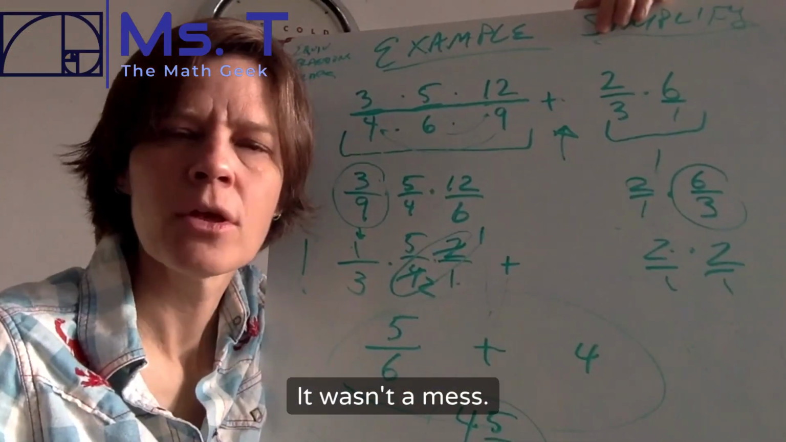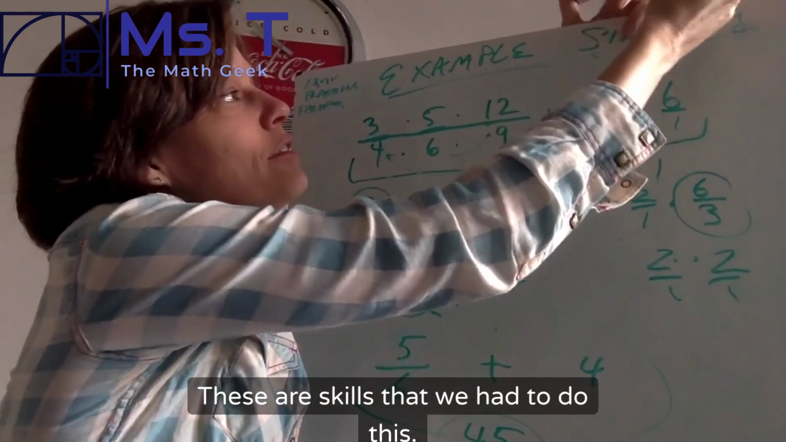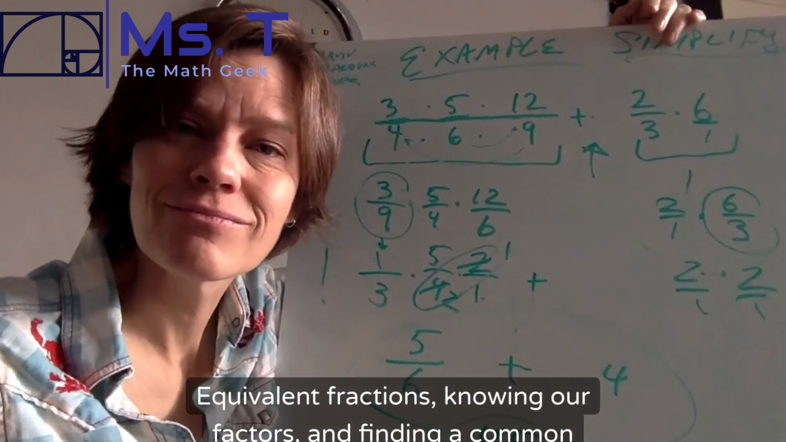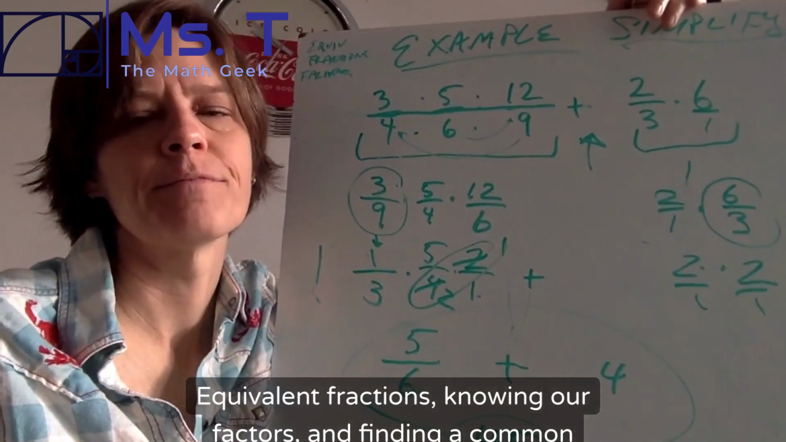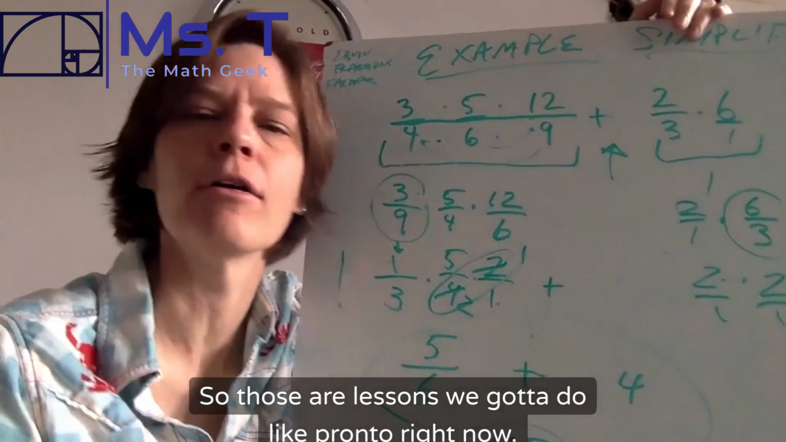It wasn't a mess. So we need to talk about equivalent fractions, or we're going to. These are skills that we had to do this: equivalent fractions, knowing our factors, and finding a common denominator. So those are lessons we've got to do pronto.